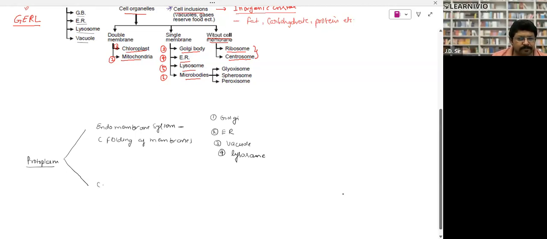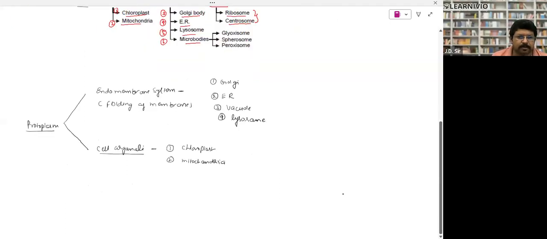Then there are cell organelles. Out of these cell organelles, first is chloroplast, second mitochondria, third ribosome. If this is already there, what else is there? Mitochondria is done, chloroplast is done, ribosome is done. That's it. So please note that.